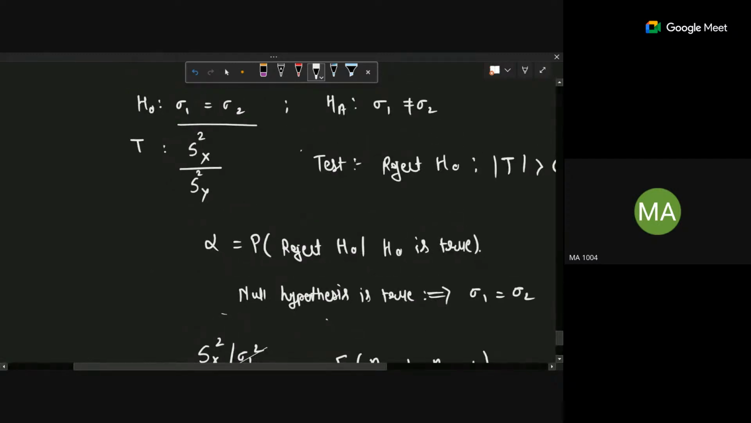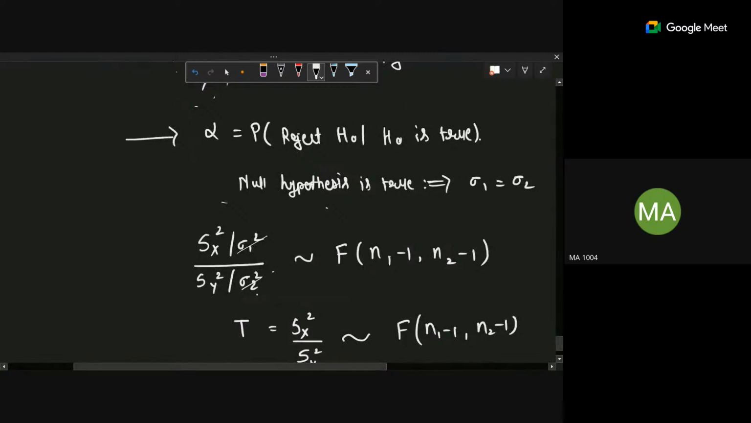If Sx square upon Sy square is there, then we may assume that this is a chi-square distribution, right? Yes, that only, chi-square. We have taken H naught, considering sigma 1 is equal to sigma 2. When we find the significance level, at that time H naught will be true. Once H naught is true, then instead of being chi-square, this will become an F distribution, right? Because there is something hidden behind that.